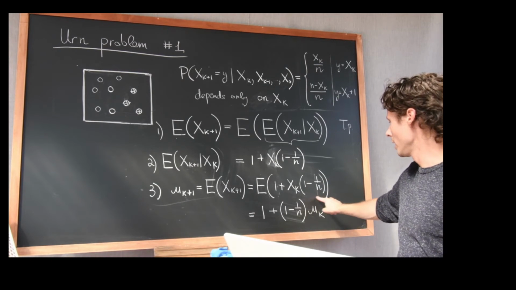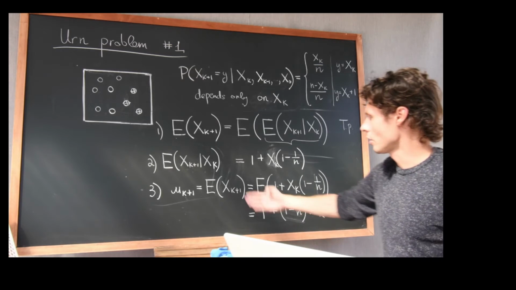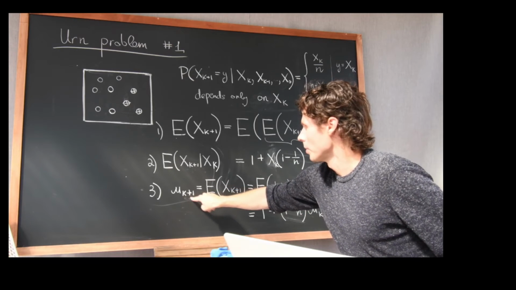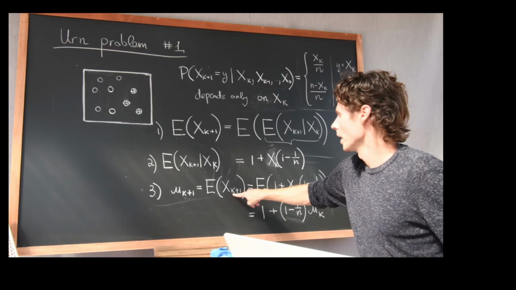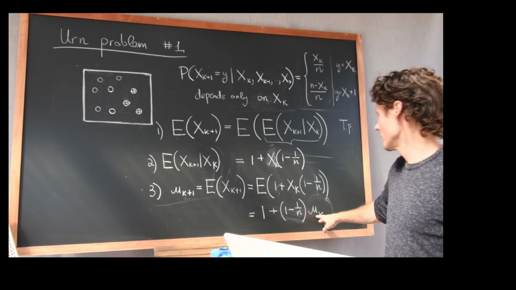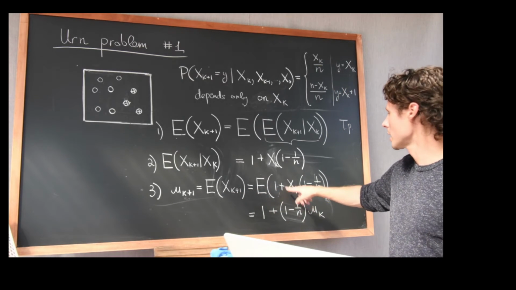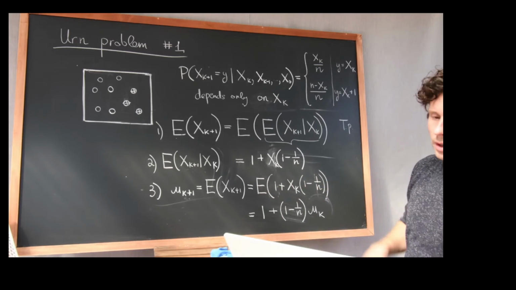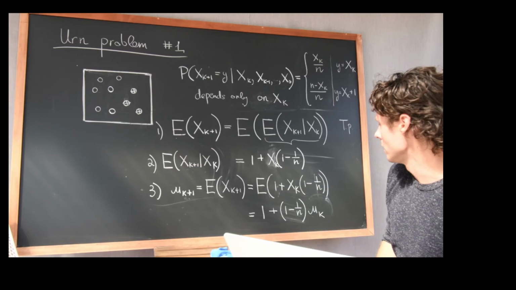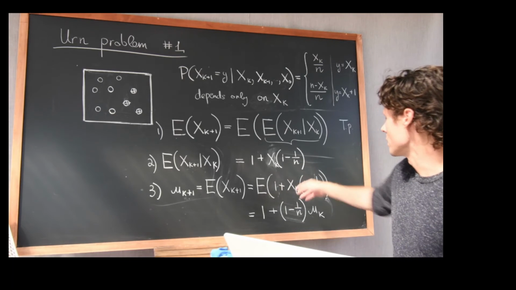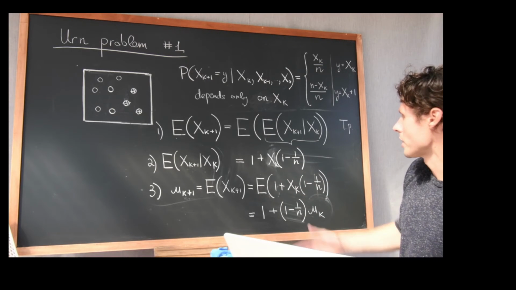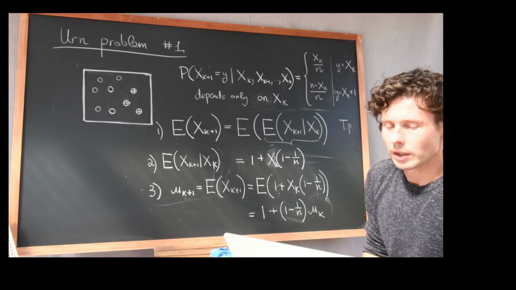And this part right here, I'm just applying the definition of mu k. Mu k plus 1 is the expected value of x k plus 1, and mu k is the expected value of x k, which is exactly what happened there when we slid that expectation into this function. And so now again, you have this recurrence, and you know how to solve this.